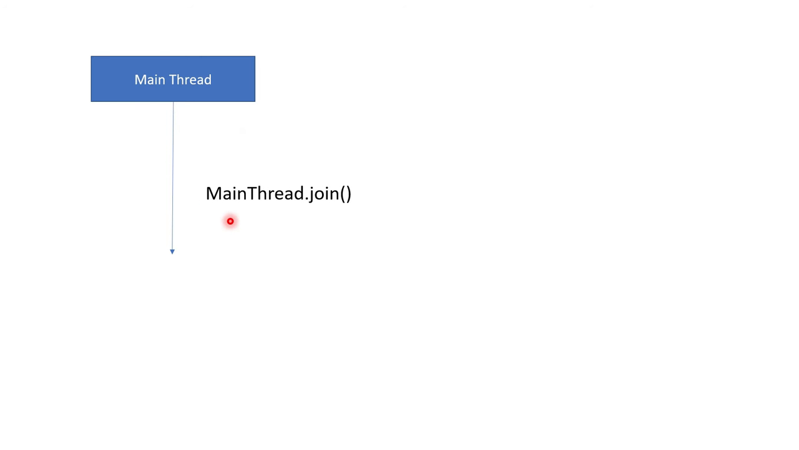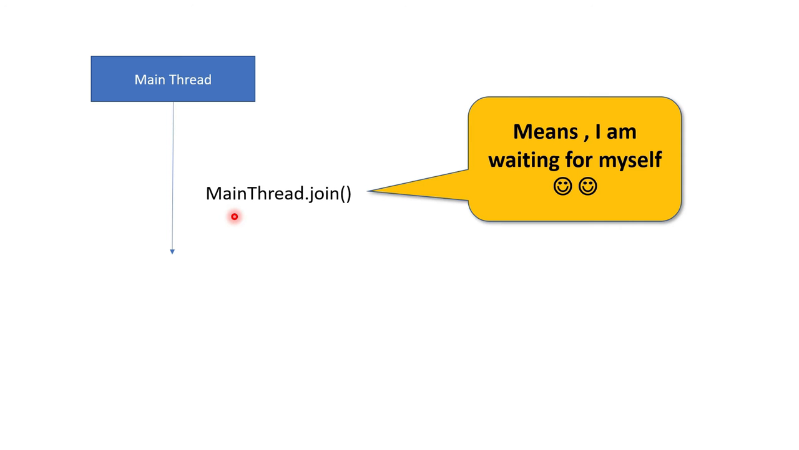Since we did a main thread dot join, the main thread has to wait for completing what? The main thread's job. That means I am waiting for myself, right? So it's a never ending process. So this is actually a deadlock situation. This we will now create in the IDE.